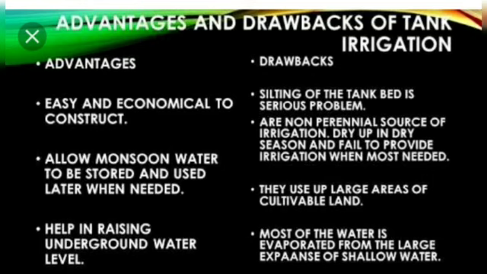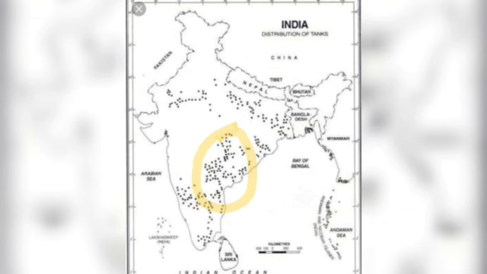Another problem is that tanks use up large areas of land which could otherwise be used for agriculture. Then the tanks are non-perennial and dry up in the summer season. The important states for tank irrigation are Andhra Pradesh, Telangana and Tamil Nadu, along with Odisha, Karnataka and Maharashtra. And in northern India, we have the states of West Bengal, Madhya Pradesh and Rajasthan.